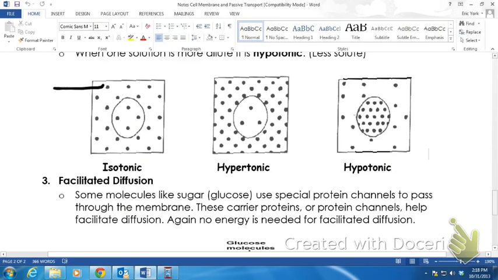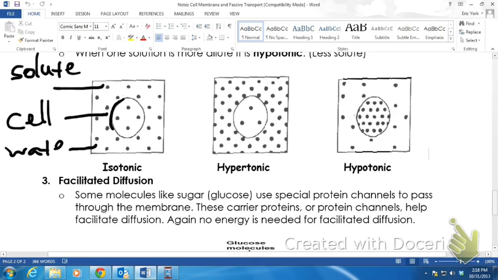Okay, this dot right here is a solute particle. The next part, this circle area right here, represents the actual cell. So this is the cell. And then the last part, that's not pointing to the dot, this is just pointing to the white space. This last one is the actual solution. So this is a water solution. We call it an aqueous solution.